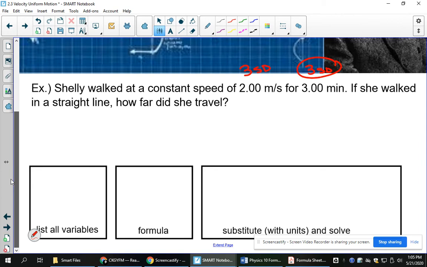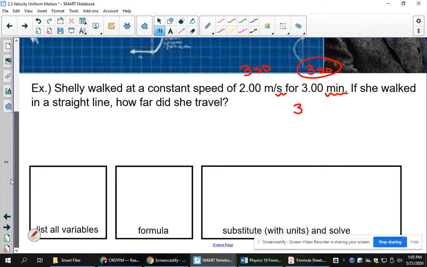Second thing I notice when I read this question is there's a unit problem. These units of time do not match: 3 minutes and 2 meters per second. They both need to be in seconds. So this is where we need to know some common conversions.